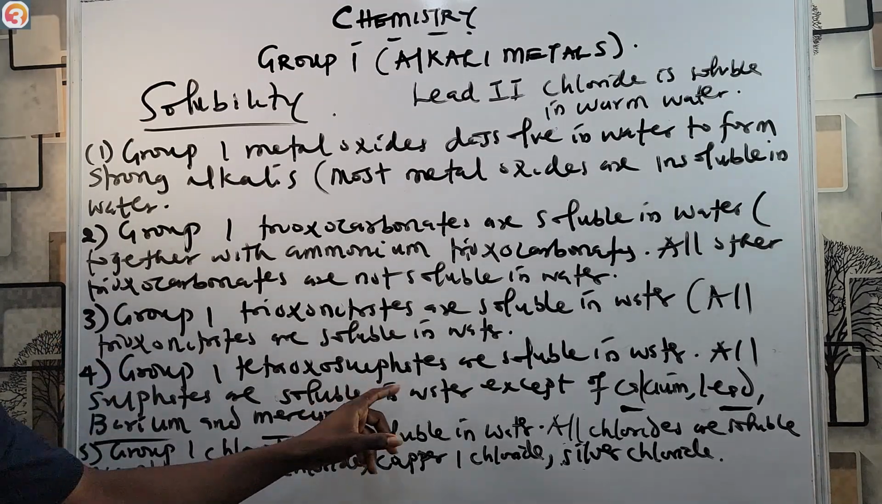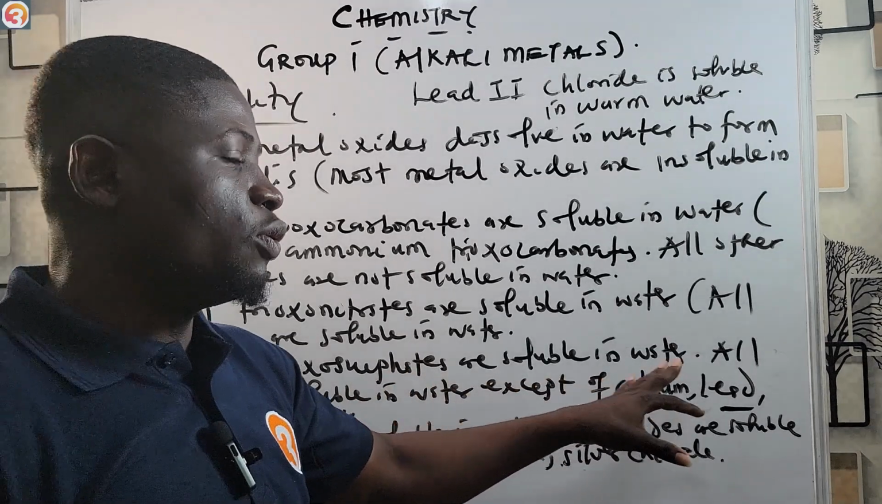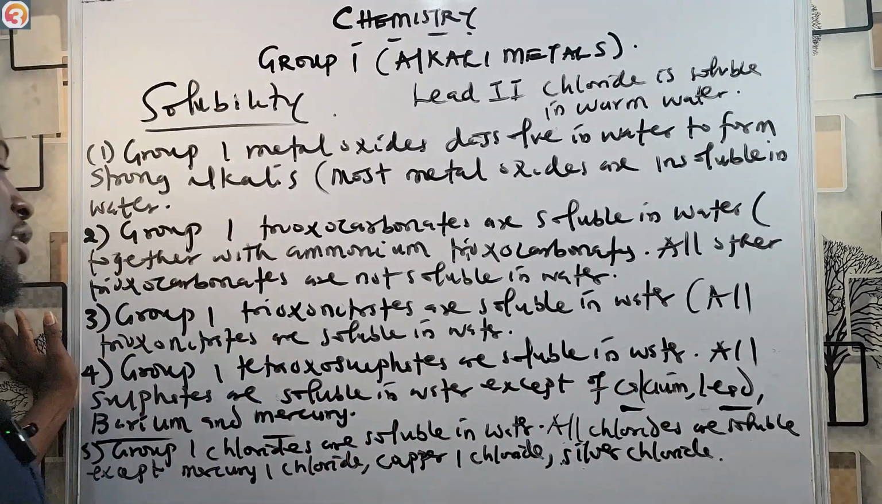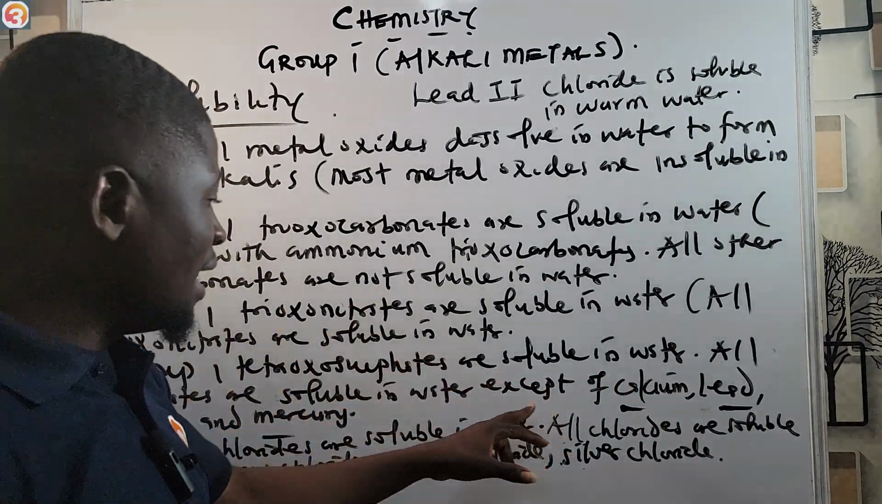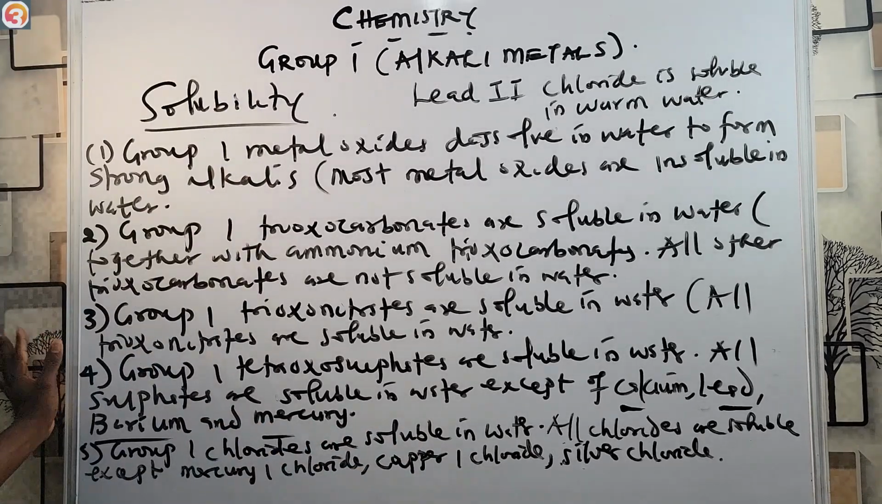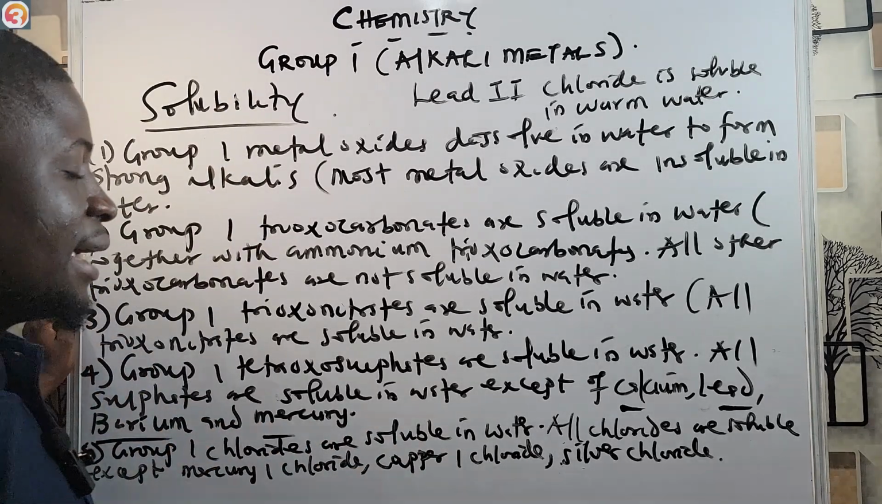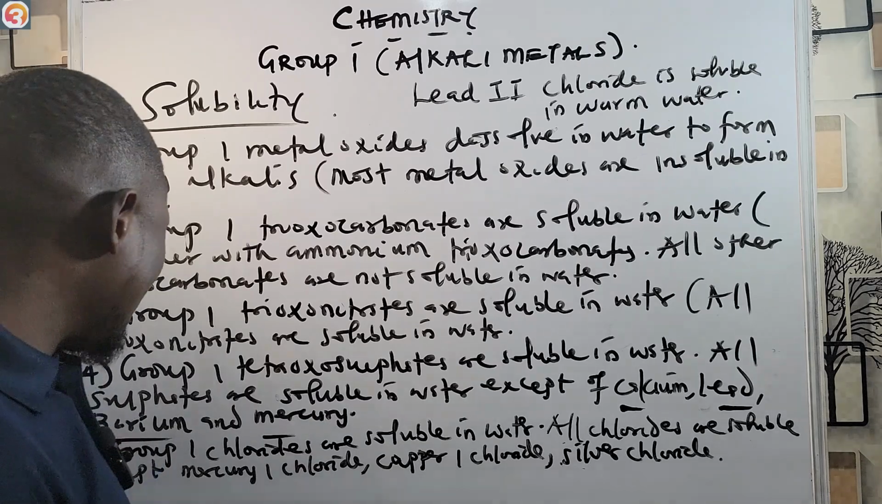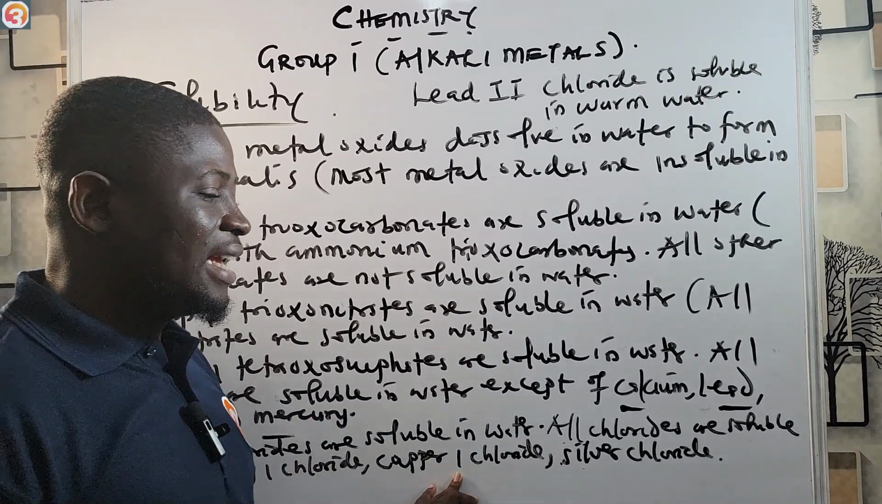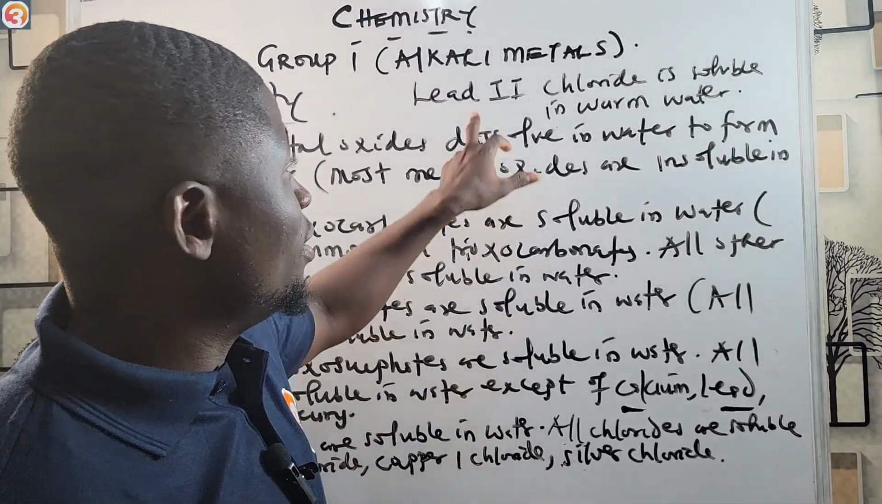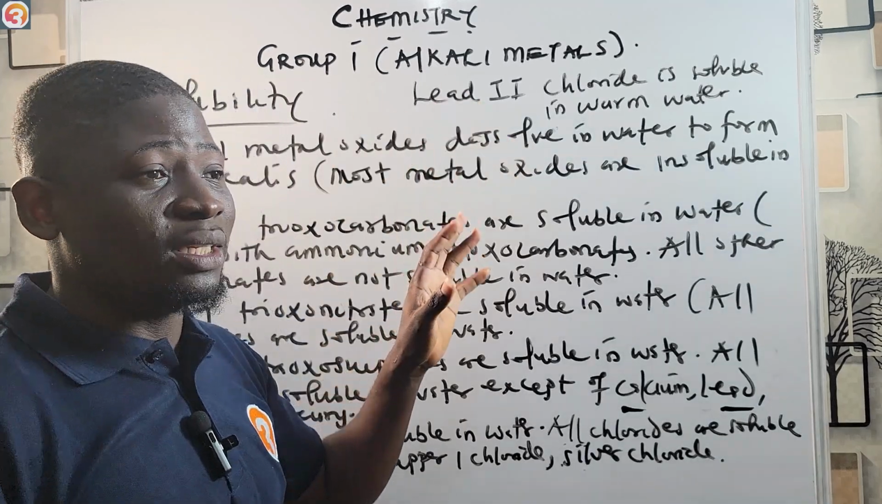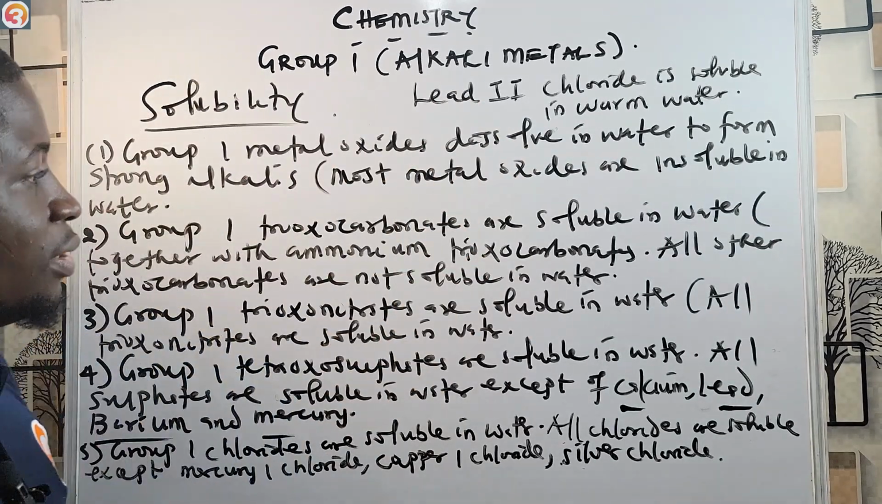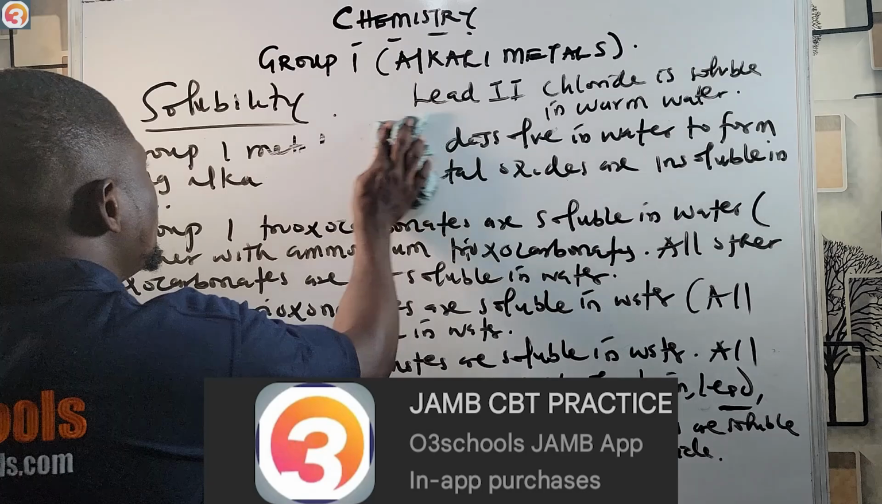Then group 1 tetraoxosulfates are soluble in water. All sulfates are soluble in water except those of calcium, lead, barium, and mercury. Then group 1 chlorides are soluble in water. And all chlorides are soluble except mercury 1 chloride, copper 1 chloride, and silver chloride. I told you that lead 2 chloride is only soluble in warm water. All right, so now let's quickly look at stability to heat.